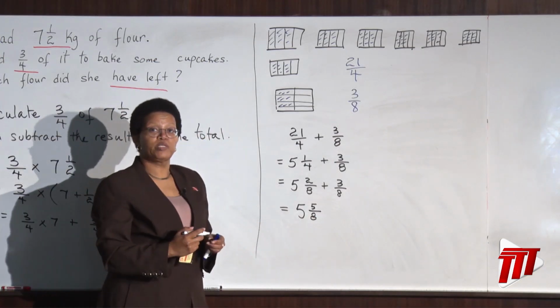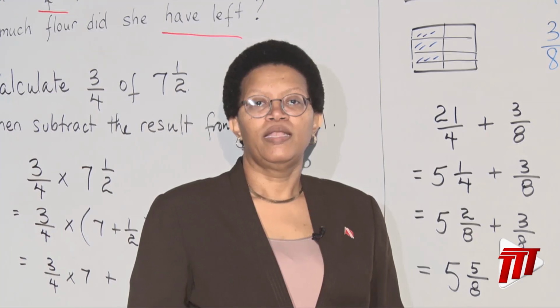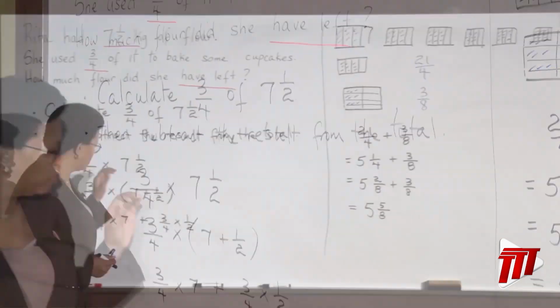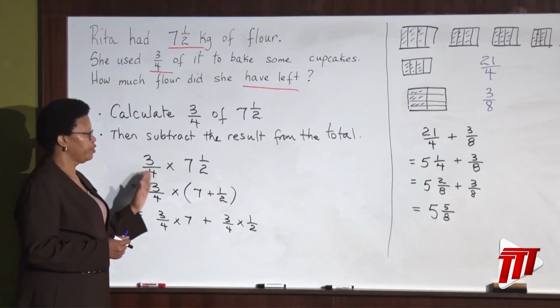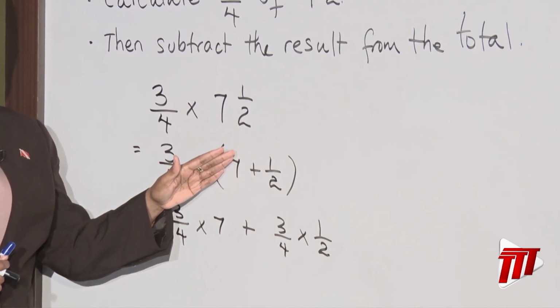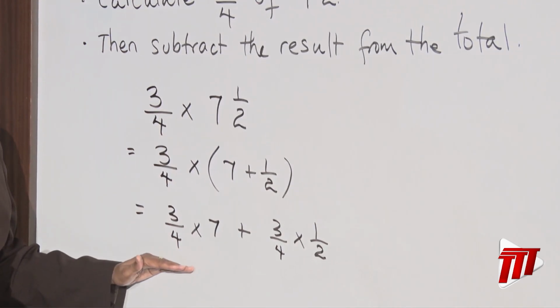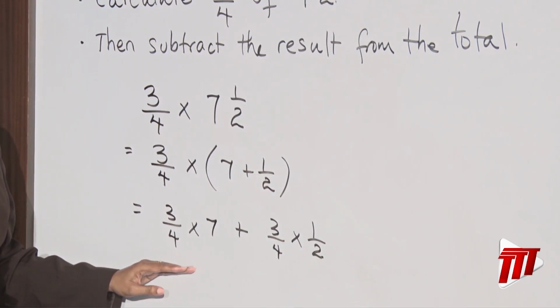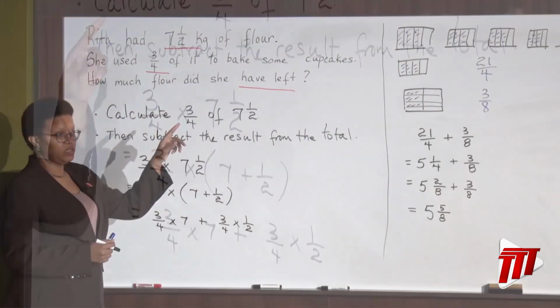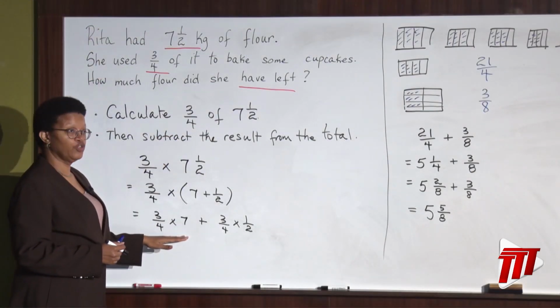This is the same result we got earlier. Let's step back. We started calculating 3/4 multiplied by 7.5. We got to the part where we use the distributive property. We got our visuals to aid us. Let's continue from this point.